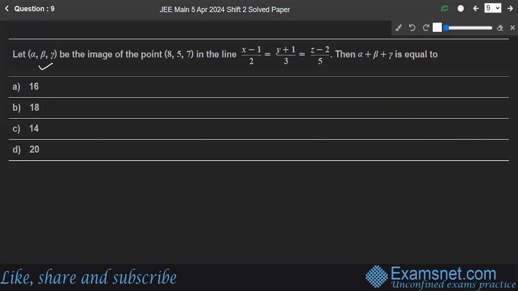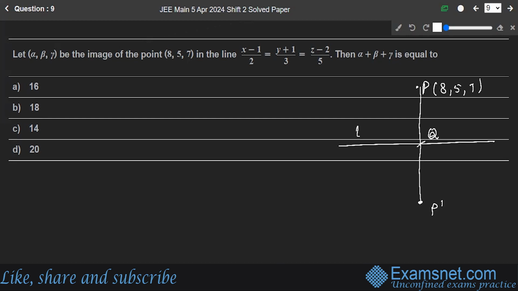Question number 9, let alpha, beta, gamma be the image of this point on this line. You have to find out the sum of alpha plus beta plus gamma. So, all right, here is your point P with the coordinates 8, 5, 7, and this is the image of this point. This is the point Q.